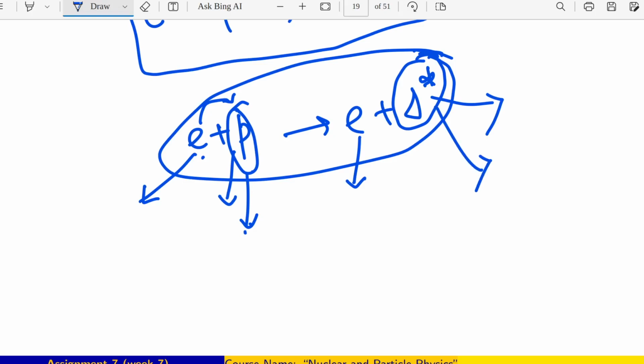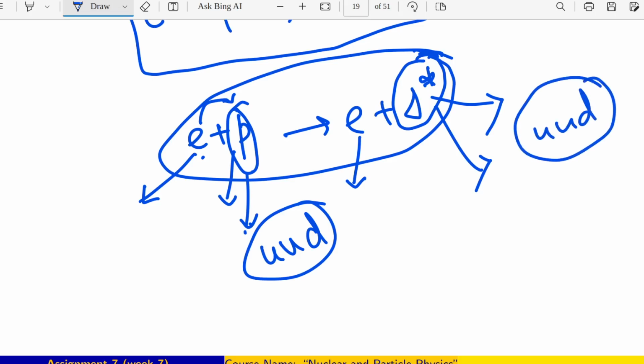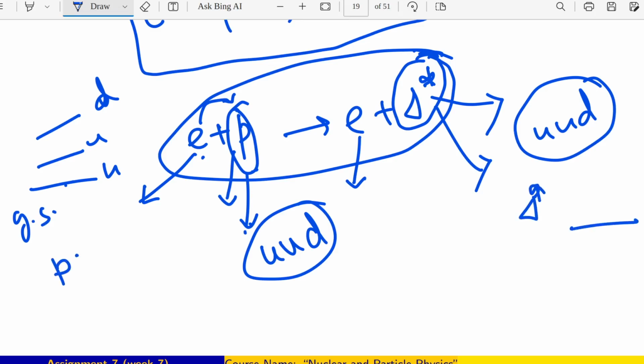You got my point? Basically what happened here, the proton is UUD, and whatever the delta star will be there, it also has UUD quark content. But the main difference between P and delta star is that the energy of P is much lower than delta star, and the energy can be found by which condition? Let's say our U and D are in the ground state in P, but in delta star it is like an excited state.